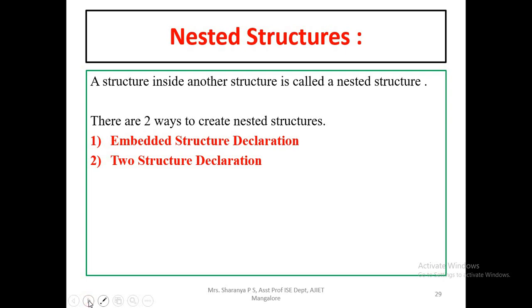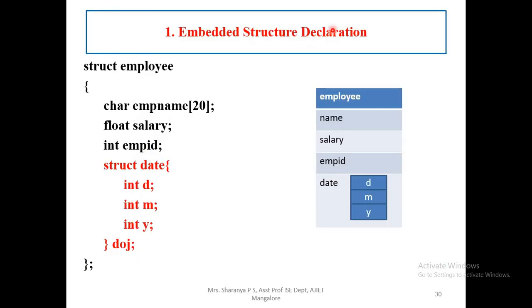Next is what is meant by a nested structure. A structure which is present inside another structure is called a nested structure. Here there are two types: one is the embedded structure declaration and the other is the two-structure declaration. In the embedded structure declaration, as the name says, there is one major structure definition, and inside it we use one more structure definition.